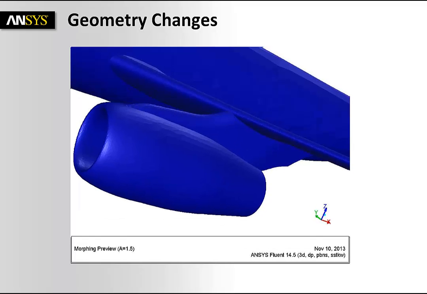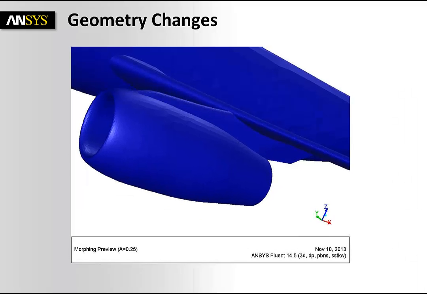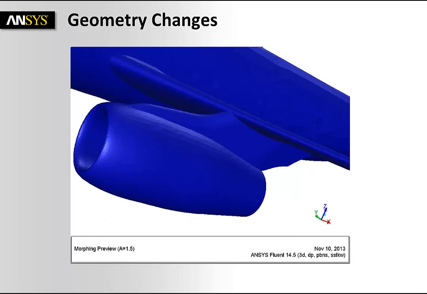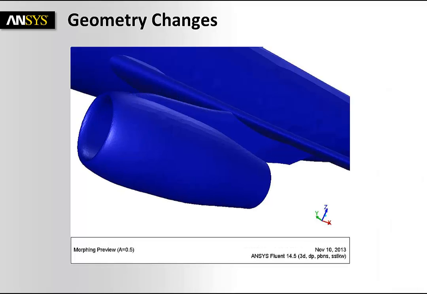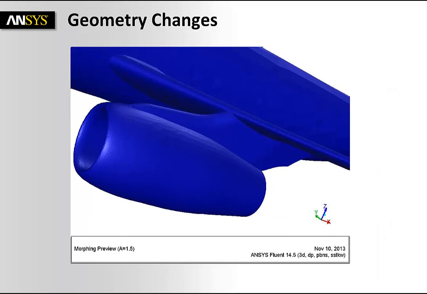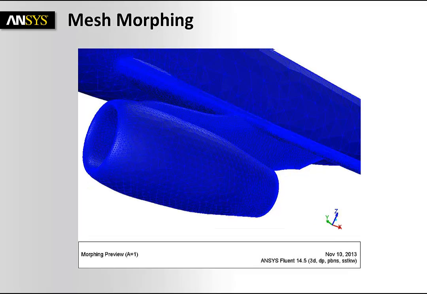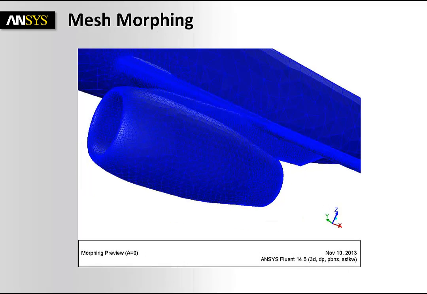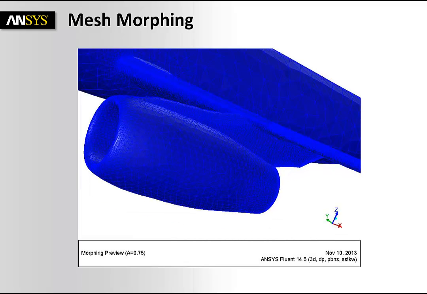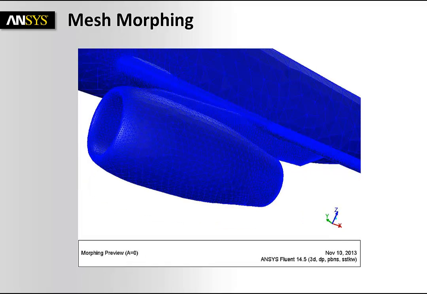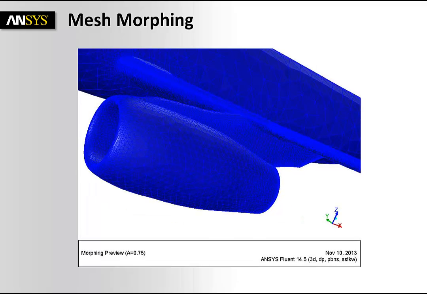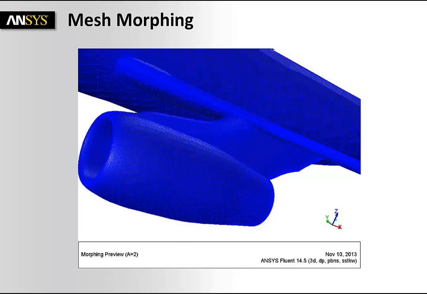So here you can see that we're moving the nacelle. You see that the shape of the pylon and the dimensions of the pylons are changing, and you also see that the wing stays exactly at the same location. And again, let's not forget that we are morphing the mesh. So here you see the mesh being morphed to the different new geometry. Of course, we're showing here the surface mesh, but the volume mesh gets morphed as well.